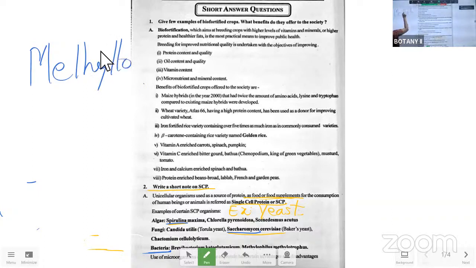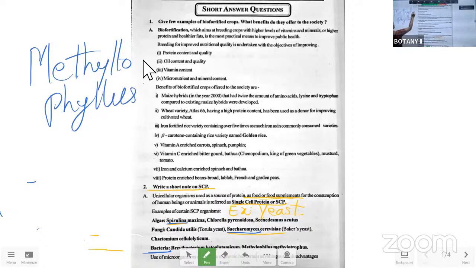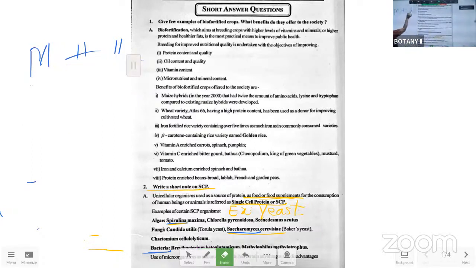Methylophilus. Easy to write the word like that, words only I am saying, so that there are no further spelling mistakes for us. So what is this SCP and what is the usage of this actually?